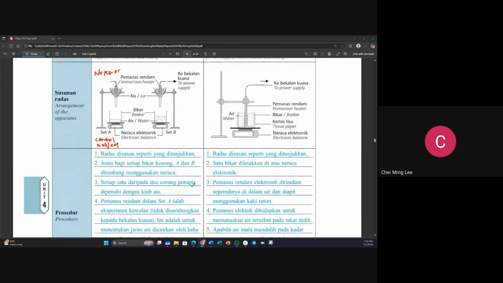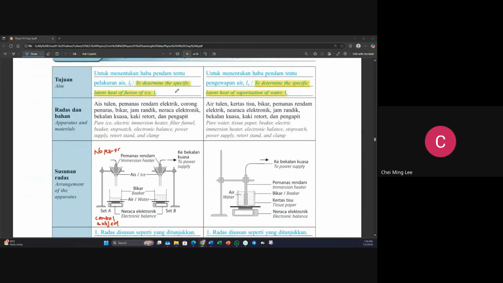So now let us continue with the experiment. You see, there are two experiments. One is to determine the specific latent heat of fusion of ice. So this is the setup involved. And the other one is to determine the specific latent heat of vaporization.